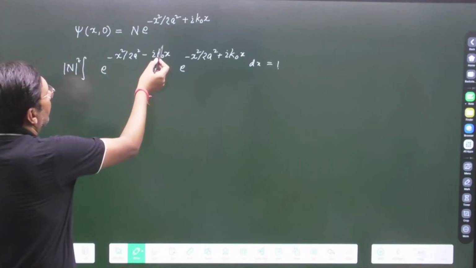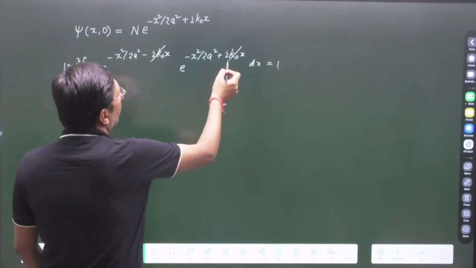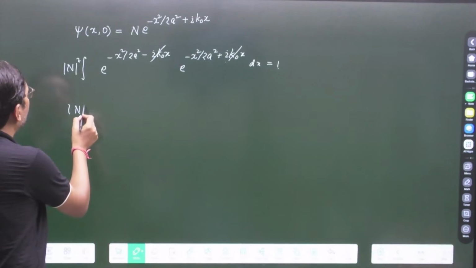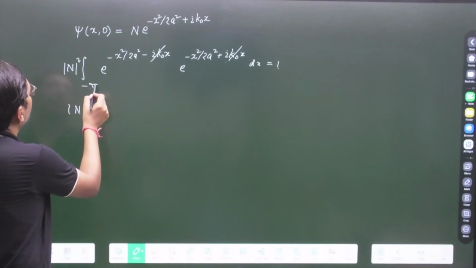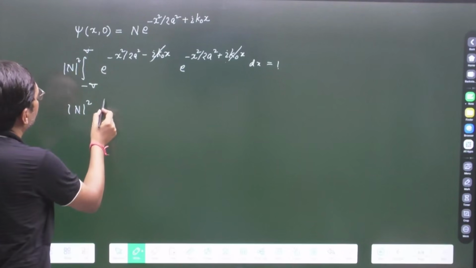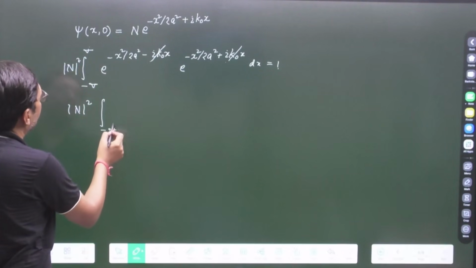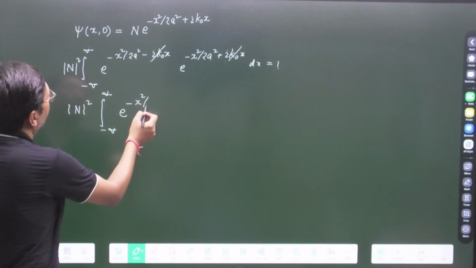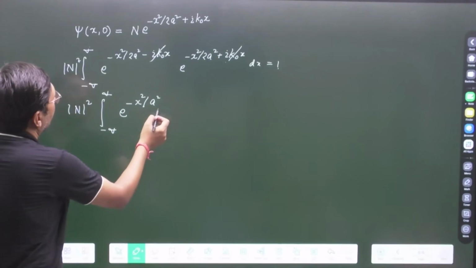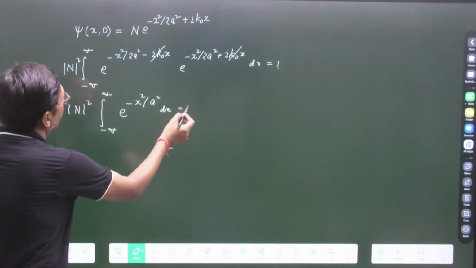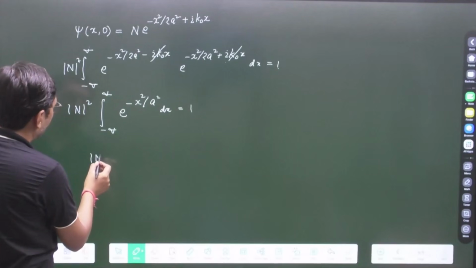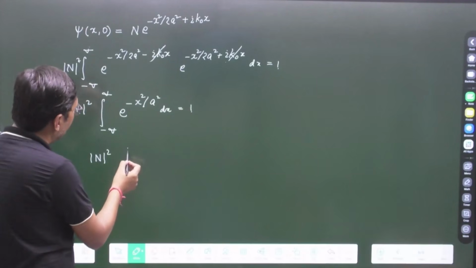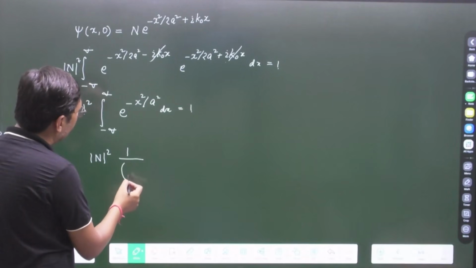So ये जो ये है ना, this part, it is going to cancel out by this. And what you are going to have, you will have n square. Limit will be minus infinity to plus infinity, integration minus infinity to infinity e to the power minus x square upon a square dx equal to 1. This will be n square. ठीक है? ये कितना होगा? This will be 1 upon, this is 1 by a square.